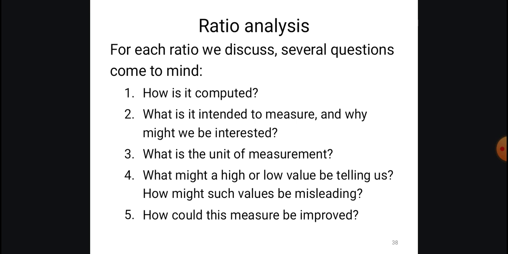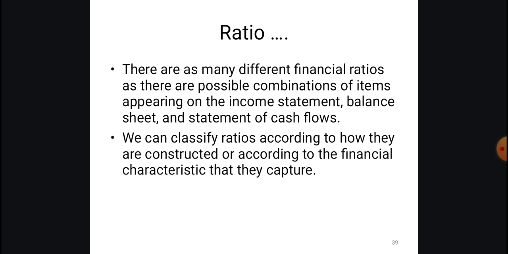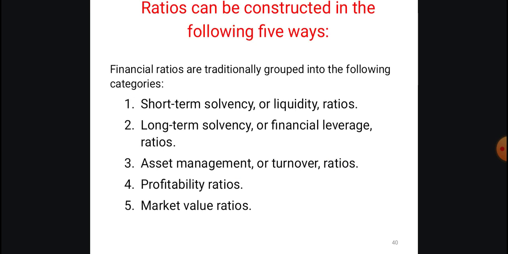It could be money, birr or dollar. What makes a high or low value, what does it tell us, how much can such values be misleading, and how could this measure be improved? In general, we will answer these questions by using five different types of ratios in organizations. The first one is short-term solvency, which is the liquidity ratio. The second is long-term solvency, or financial leverage ratio.